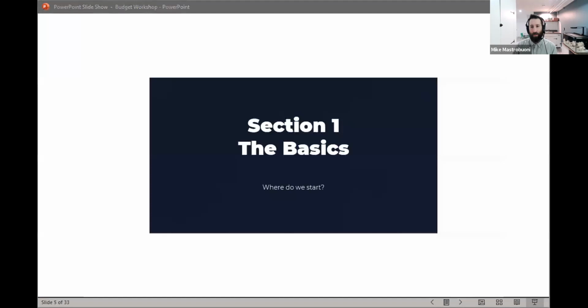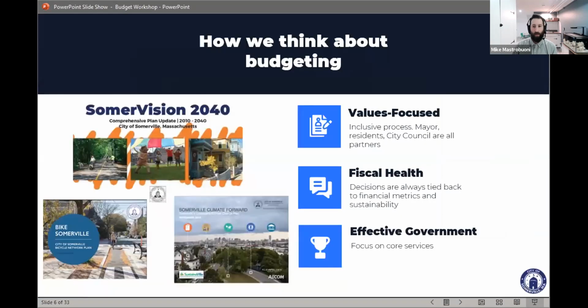So first, the basics. Where do we start with budgets in municipal government? Our budget in Somerville serves a lot of purposes. It's a financial plan, it's a policy document, it's a values document. It helps guide our operations as a city. And it also serves as a device, as a document for communication to residents to keep folks up to date on what the city is doing. And additionally, it's a performance management tool that helps the city to keep tabs on what we expect to do in the coming year and what progress we expect to make on those goals.